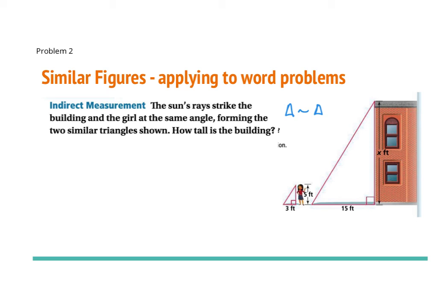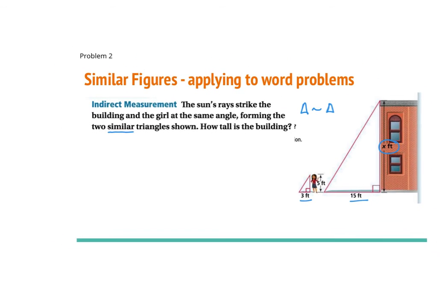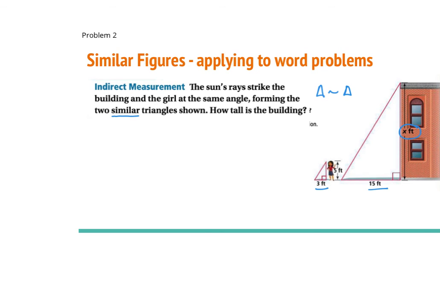The sun's rays strike the building and the girl at the same angle, forming the two similar triangles shown. Remember, it says similar. How tall is the building? As you can see from the image, we've got X feet for the building, so that's what we're trying to figure out. The two sides that are given are these bottom sides, this 3 and this 15. So let's start by using those to set up our proportion. The girl's shadow is 3 feet, and the shadow of the building is 15. The girl's height is 5, and because it's the girl's height, we're going to put it on the top, and then X is what we don't know.